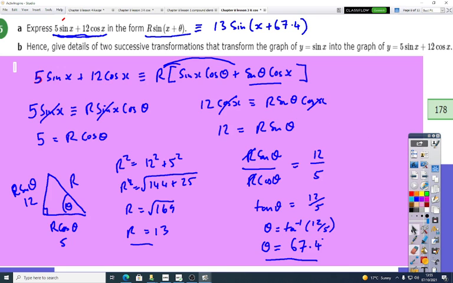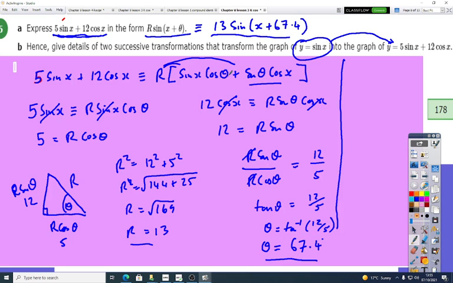It goes here: hence, give details of two successive transformations that transform y equals sine x into the graph y equals 5 sine x plus 12 cos x. Actually, I'm not going to delete it. I can just add that here, because it's straightforward. It's asking what do you do to this graph to make it go to there? Well, that graph to go to there, that is the same as this, and this is the same as this one.